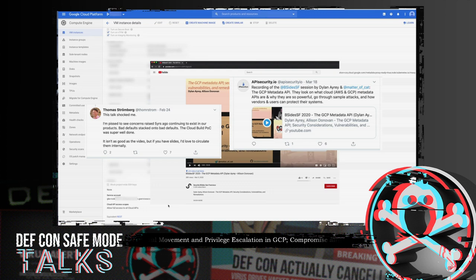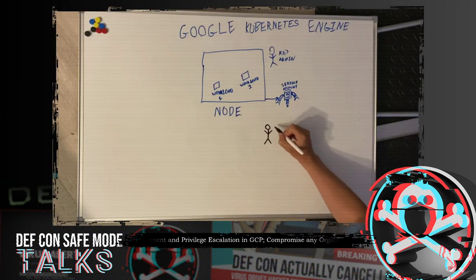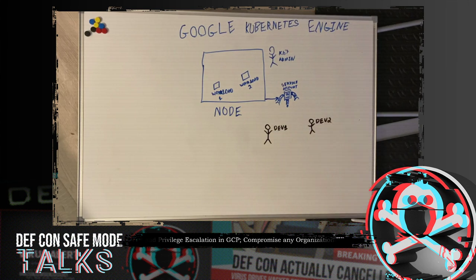But let's think about what that actually means. We have a Kubernetes admin that runs the nodes and the service account powering the nodes. And then we have a bunch of developers that run the workloads on the Kubernetes engine. Those developers may be on separate teams and may be in control of separate resources from each other and from the Kubernetes admin. So you can imagine in this case, we have Dev1 and Dev2 that have both deployed workloads, Workload1 and Workload2. Likewise, they both control resources.